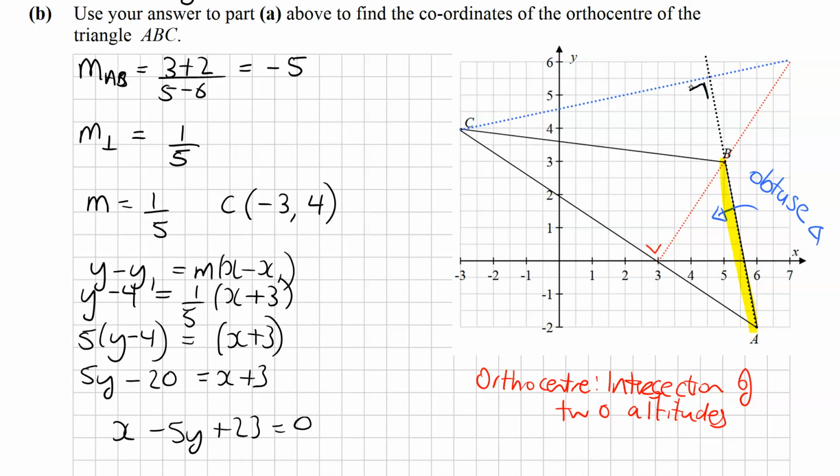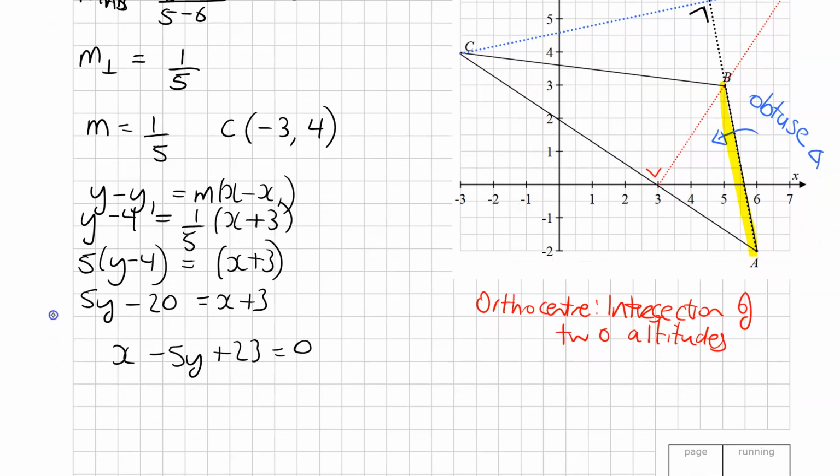So the altitude there now is in blue. Now we can already see my answer. I knew my answer before I started. So that's my answer there, and you can see that my orthocenter is outside the triangle. So how am I going to find that? Well, all I need to do is get the point of intersection of the red altitude and the blue altitude.